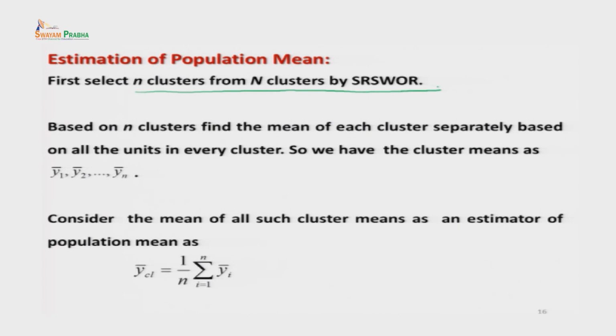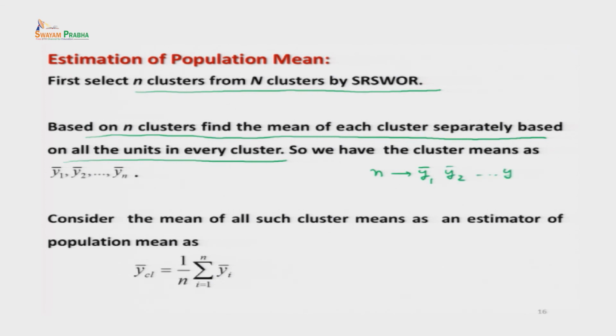Okay. So what we do here is collect a small n number of clusters from the capital N clusters by SRSWOR, and then for whatever clusters we have obtained in the sample, we find the arithmetic mean of all the units in each of the clusters separately. So based on these small n clusters, we find the mean of each cluster separately, and this is based on all the units in that cluster. Suppose we have chosen small n clusters. We will have the sample mean of the first cluster, the sample mean of the second cluster, and up to the sample mean of the small n-th cluster.